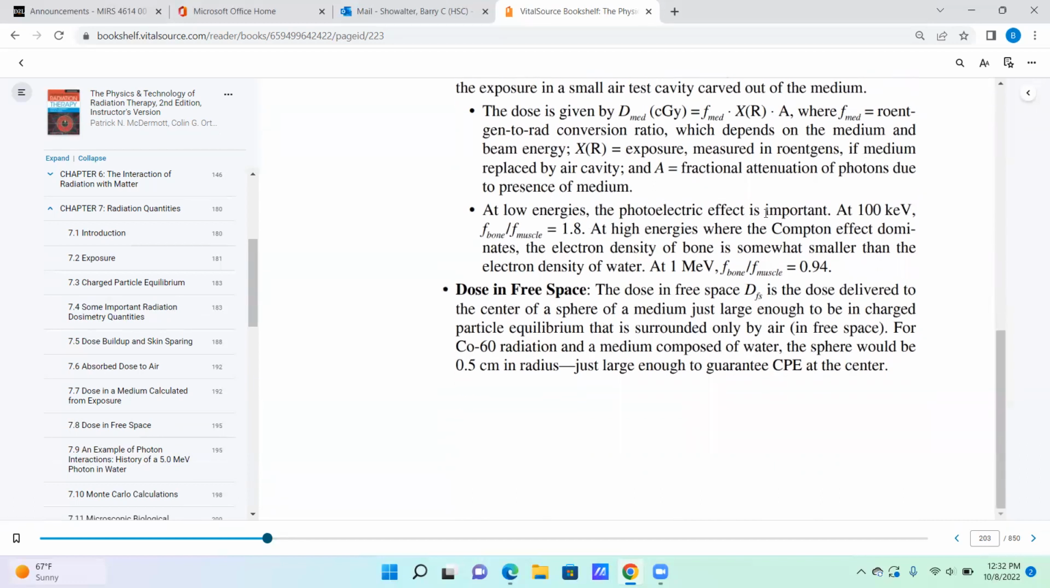At low energies, the photoelectric effect is important. So at 100 keV, the roentgen to rad conversion ratio from bone to muscle is about 1.8. At high energies, where the Compton effect starts to dominate, the energy density of bone is somewhat smaller than the energy density of water. And at 1 MeV, the roentgen to rad conversion ratio, F of bone over F of muscle, is about 0.94.